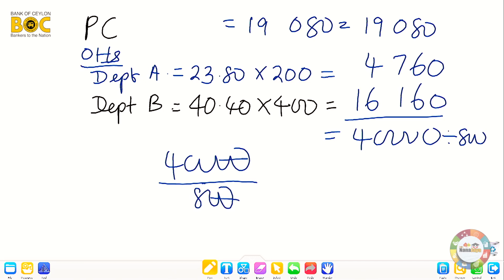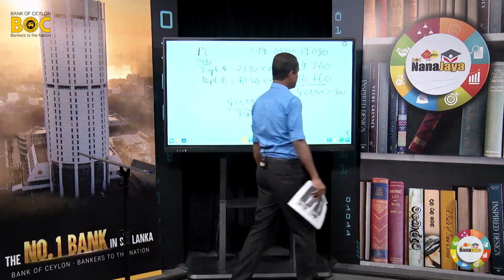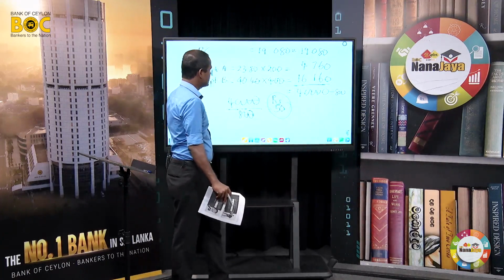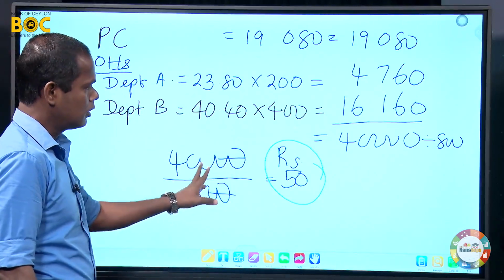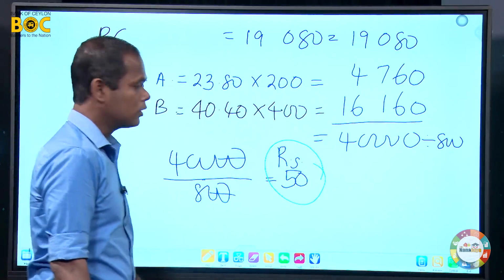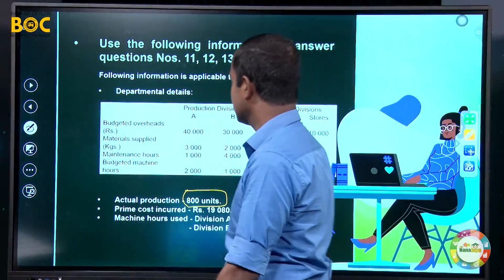You get 50 rupees per unit. Unit cost is 50 rupees. How did you calculate it? The prime cost was given, and using the absorption rate, you calculate the total overheads. The total comes to 40,000. You divide by 800 units, and you get the cost per unit as 50 rupees per unit.